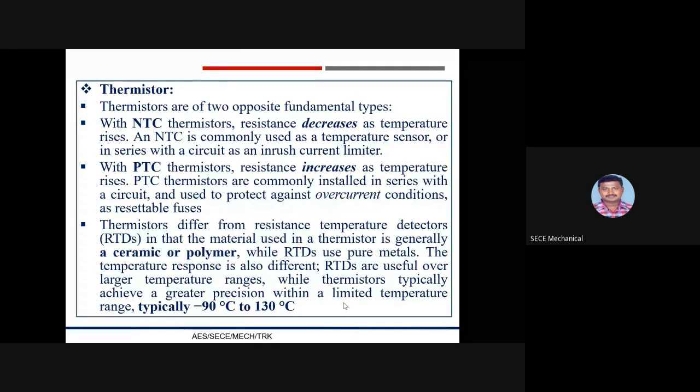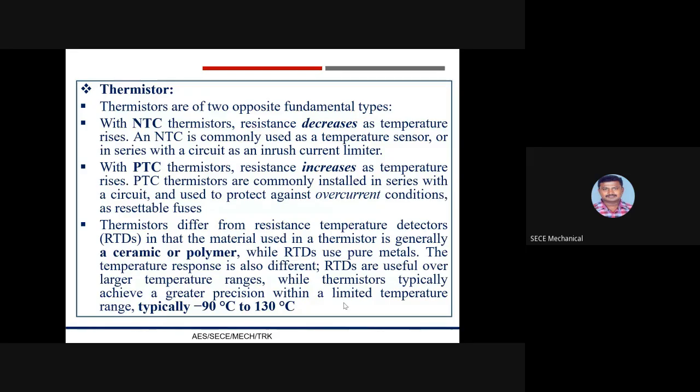The two types of thermistors you can see here are the negative temperature coefficient, NTC, and the positive temperature coefficient, PTC. With an NTC thermistor, when the temperature increases, the resistance decreases. Conversely, when temperature decreases, the resistance increases. This type of thermistor is used most.